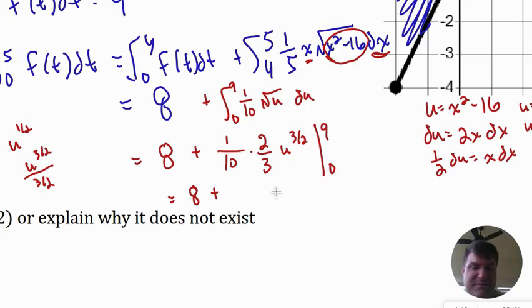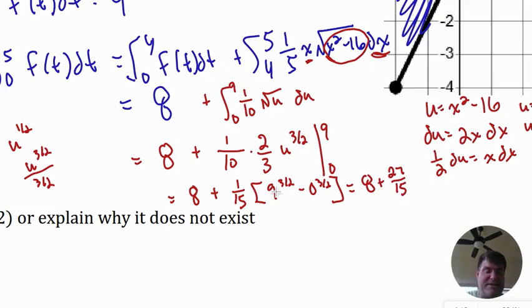Can I simplify this a bit to be 1/15th? 1/15th, and this is going to be times 9 to the 3/2 minus 0 to the 3/2. 9 to the 3/2 is the same thing as the square root of 9, and then we cube it, so it's going to be 27. So this is 8 plus 27 over 15, which is really a fantastic answer. You don't need to do anything more from that. You can just leave it. But I'll clean it up just a bit for you.